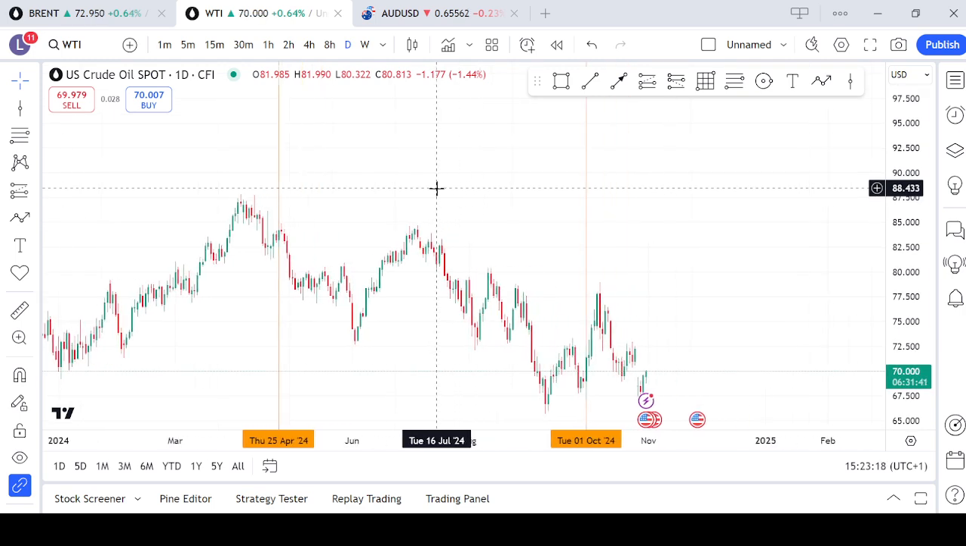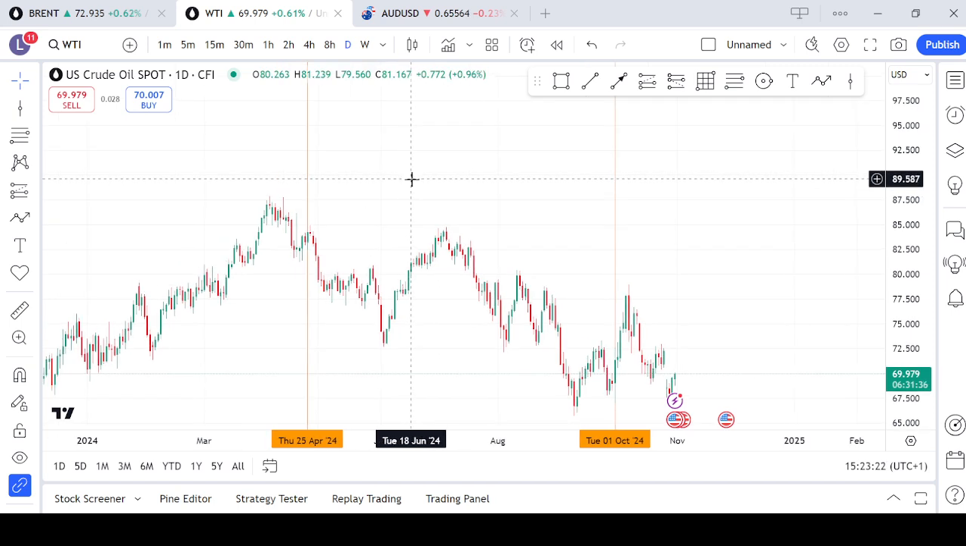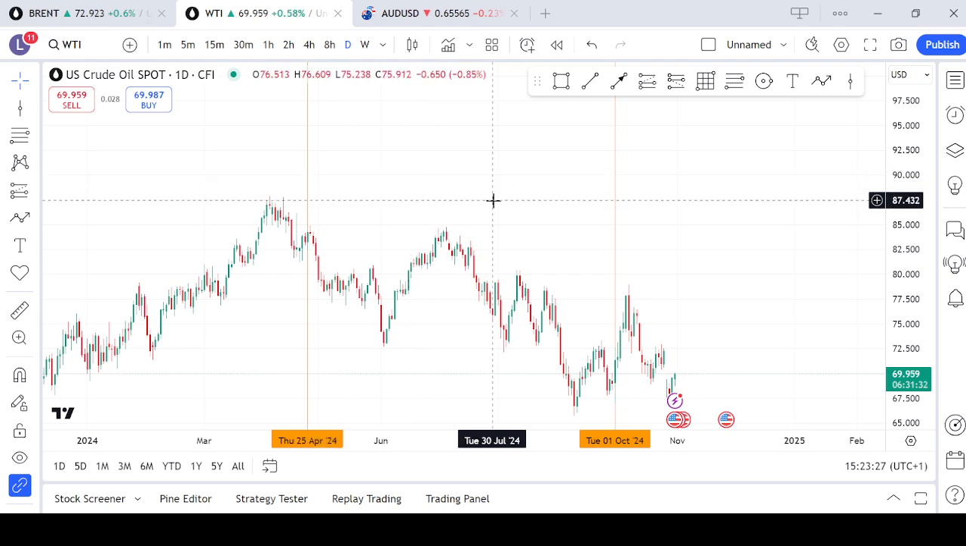So now that you have a solid understanding of the oil market fundamentals, let's dive into the most popular trading strategies used by successful oil traders. So the first one is fundamental analysis. Fundamental analysis involves assessing the intrinsic value of oil based on economic, political, and industry specific factors.